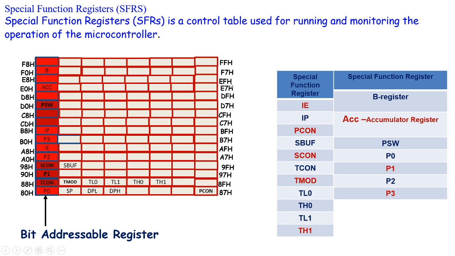The addressing structure is like this. In the bit addressable registers, 80 is P0, port 0 address, then 81 is SP, then the data pointer lower byte and data pointer higher byte, having addresses like this: 80, 81, 82, 83, 84, 85, 86 and 87. PCON has address 87, and so on. So these are the various special function registers as we explained here.